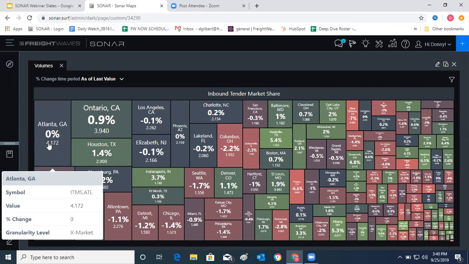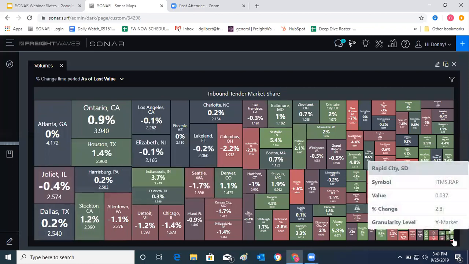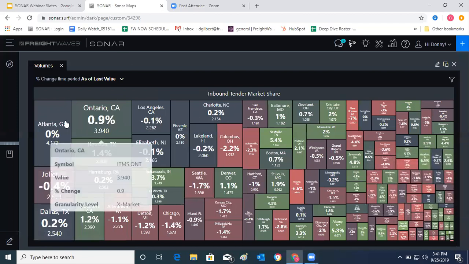And right here below it, since I'm using the actual tender market share, how we divide it up from the national markets, Atlanta has the largest inbound market share with 4.1%. So here's the change, and this is the actual number. As you move across these markets to the right and down, our smallest markets are available here in the bottom right-hand corner. So you can look at the markets and see which ones.